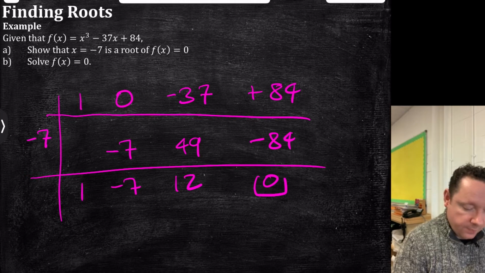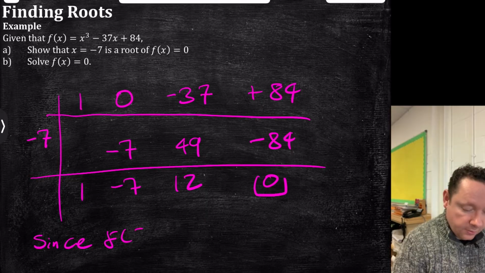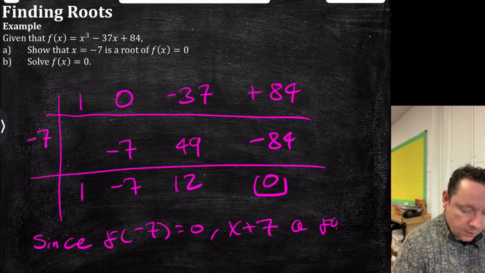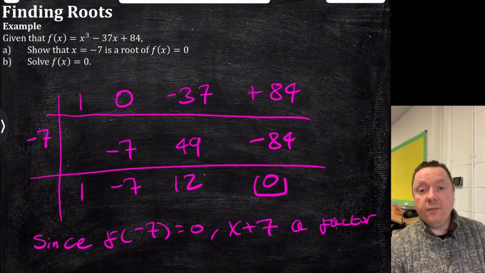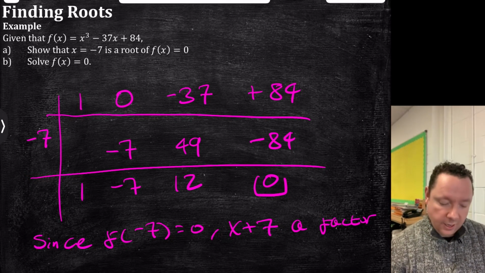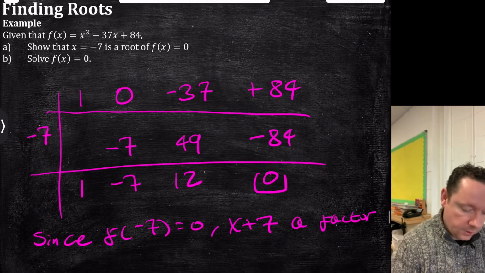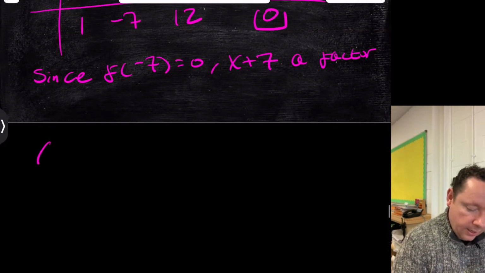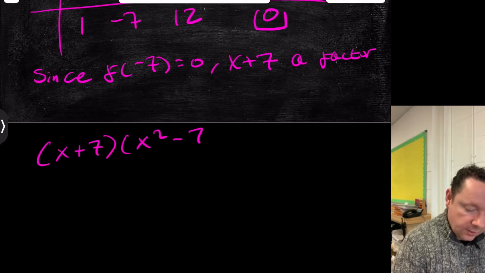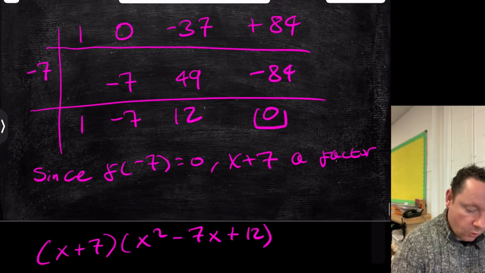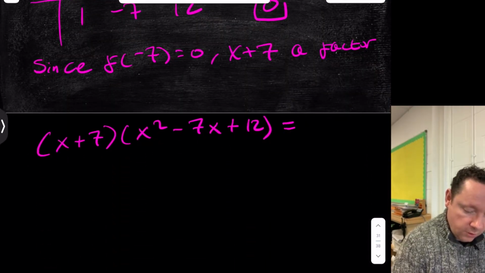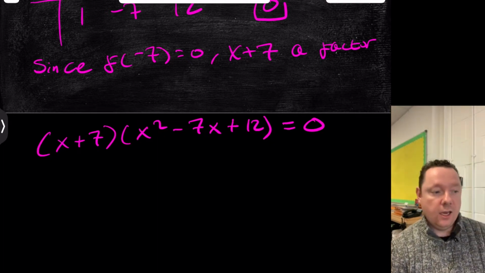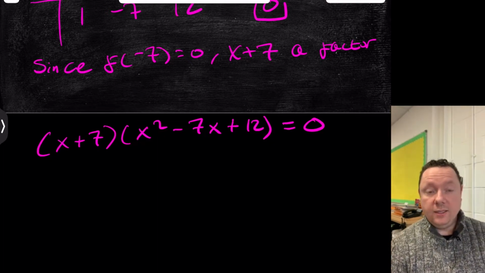So I can just say that since f of minus 7 equals 0, x plus 7 is a factor. Or you could say that since the remainder is 0, x plus 7 is a factor. That's fine as well. Now we can just go ahead and factorise this. x plus 7 times x squared minus 7x plus 12. But we have to solve that equal to 0. So we'll just say equal 0. And then it's just hopefully we can factorise.